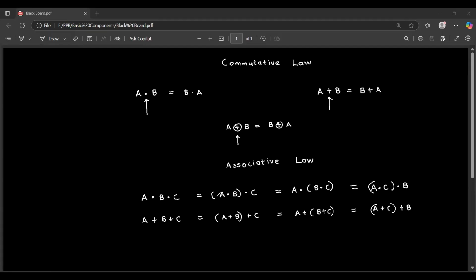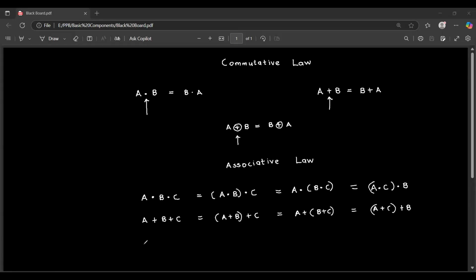Why am I saying you can simplify A dot B first? Because I'm not talking about a singular signal like A. A can be a combination of signals. A can be maybe X plus Y, or it could be anything like X dot Y whole thing bar. We don't know what it is. But according to associative law, you can group things like you want, in any order you want. So keep in mind.